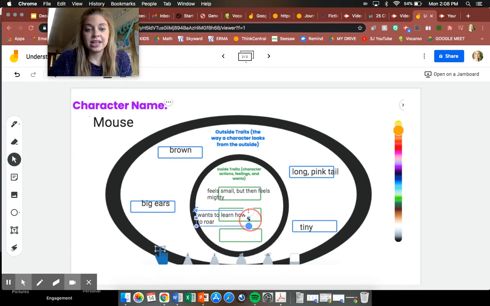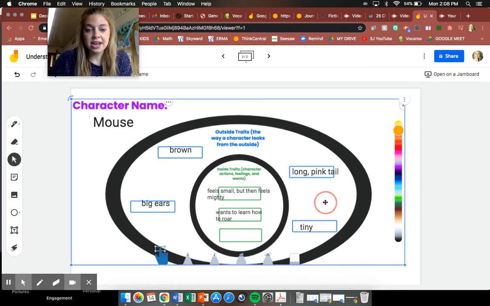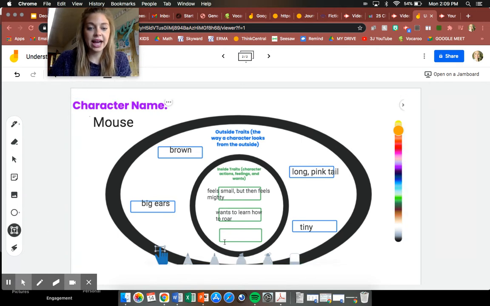Now, at the end of the story, he realizes he doesn't have to roar to be strong and mighty, just like we talked about in the first one here, but that is a want that he has in the story. So we're going to put that down as an inside trait. And then one last one. Let's see, I want you to think about a last inside trait that he could have.